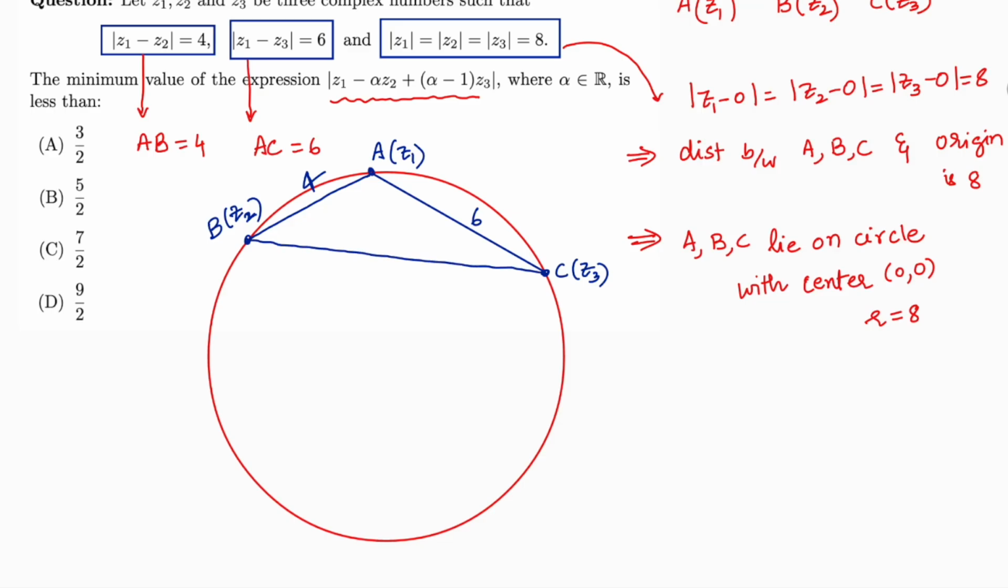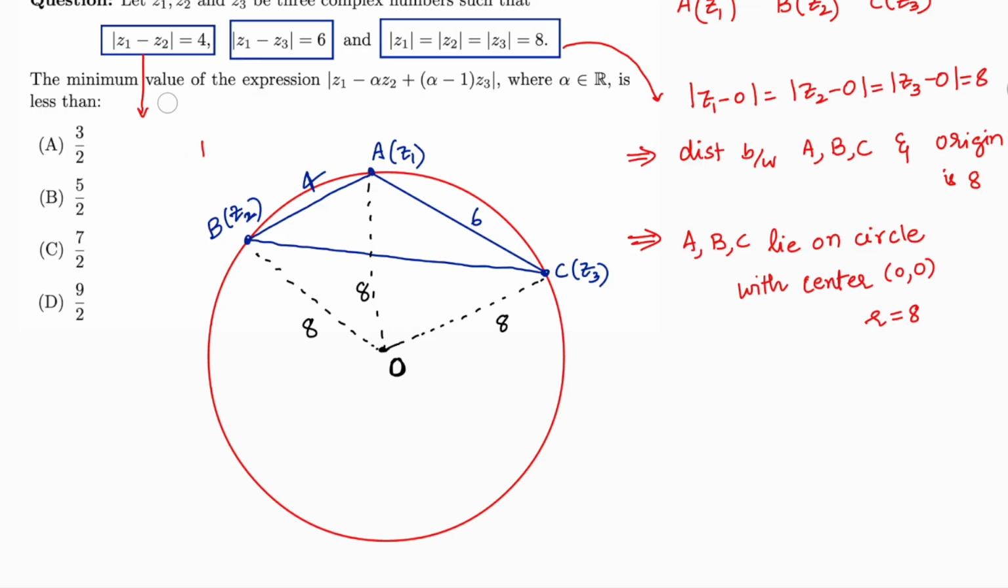And what is the radius of this circle? Center is at the origin. Let's use O to denote it, and the radius of this circle is 8. This is 8, this is 8, and this is also 8. This is the given information. What I need to find is the minimum value of this particular expression. What is the minimum value for this expression? Let's understand this particular expression.